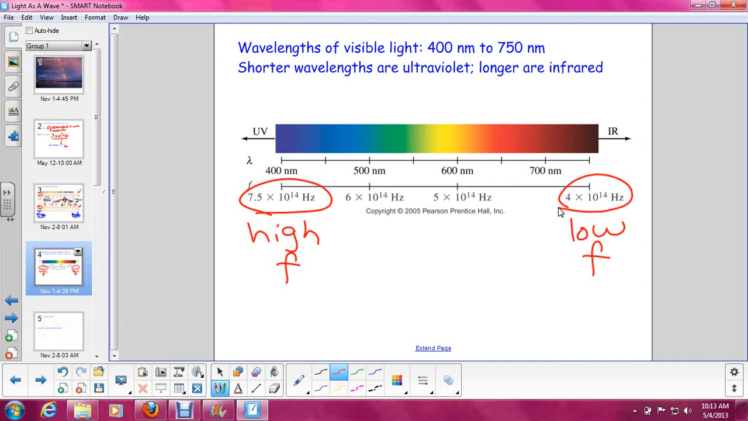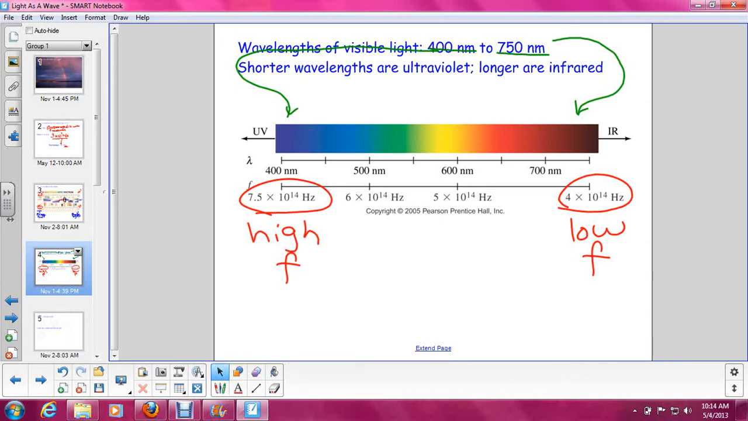Now, we normally don't talk about visible light in terms of frequency. We usually talk about it in terms of wavelength. So the low end of the wavelengths that we can see are 400 nanometers. Oh, I'm sorry, that's the high end. And the low end of wavelengths that we can see is 750 nanometers. So 750 nanometers is red light, and 400 nanometers is blue-violet light. The shorter the wavelength, the higher the frequency.